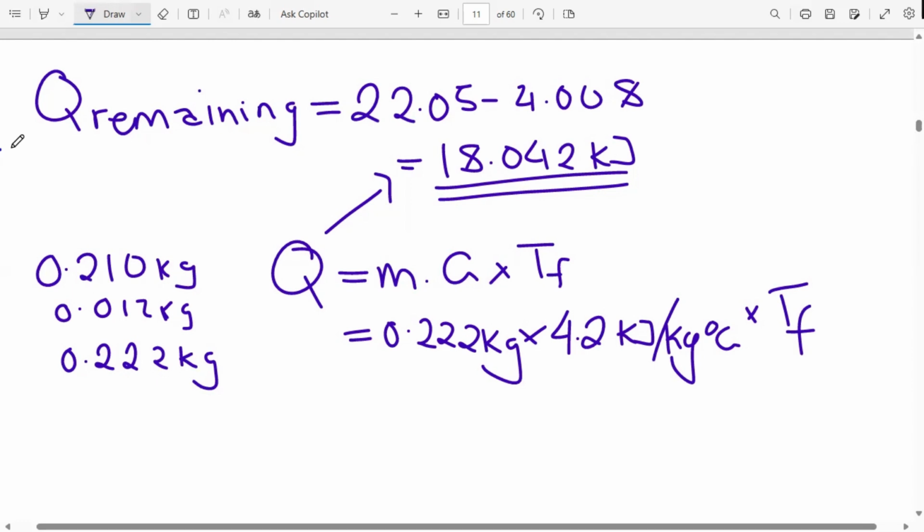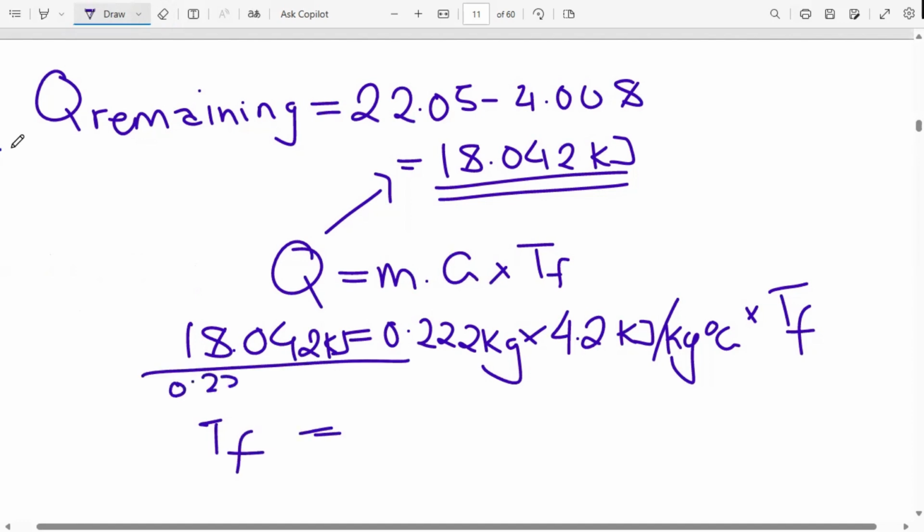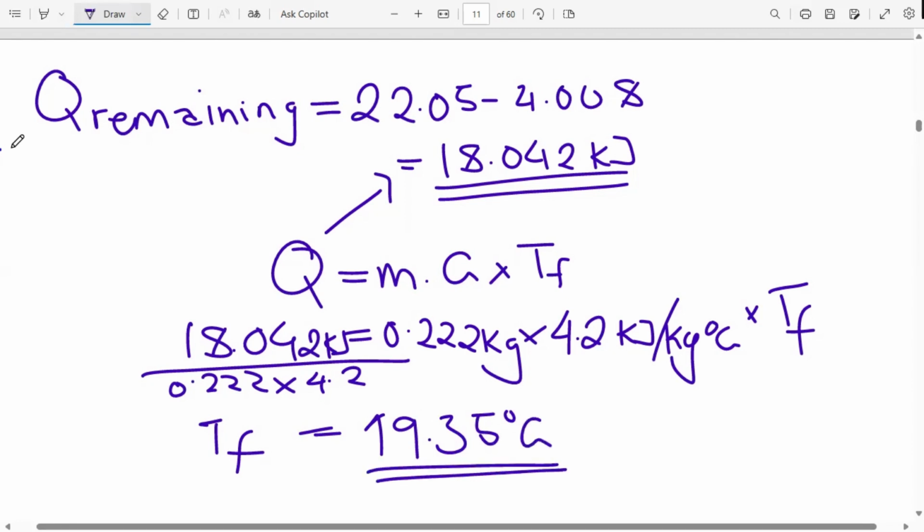Okay, so on the left-hand side, what do we have? We have this same amount of energy, which is 18.042 kilojoules. So my T final will be equal to this divided by 0.222 multiplied by 4.2. Hence, my T final is going to be equal to 19.35 degrees Celsius. As simple as that.